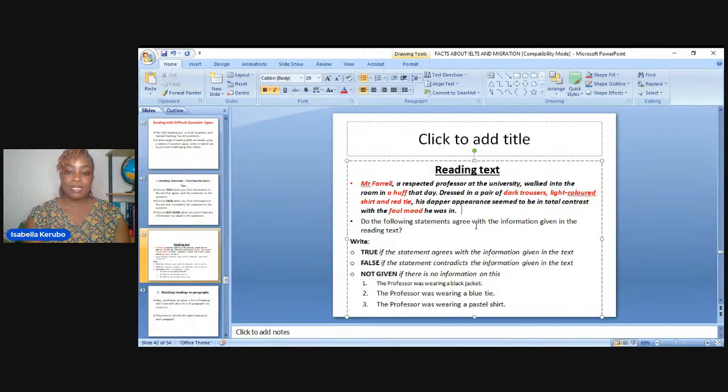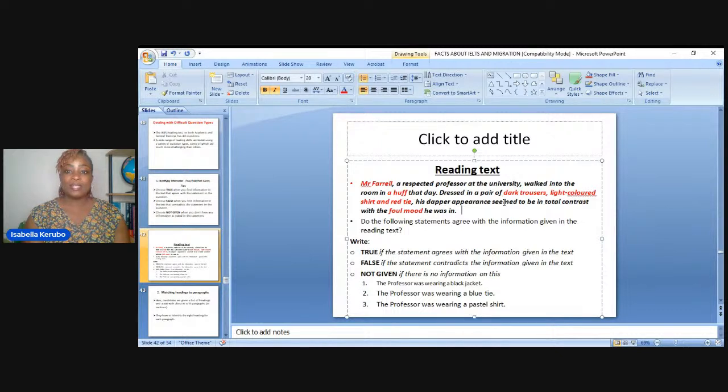Do the following statements agree with the information given in the reading text? Write true if the statement agrees with the information given in the text. False if the statement contradicts the information given in the text. And not given if there is no information on this. So question number 1. The professor was wearing a black jacket.